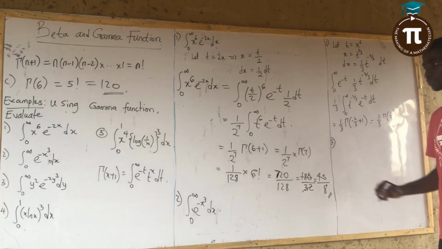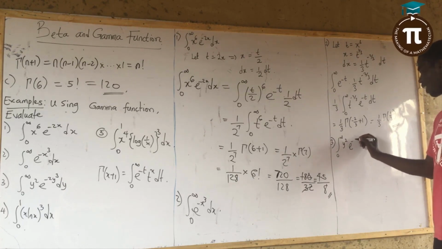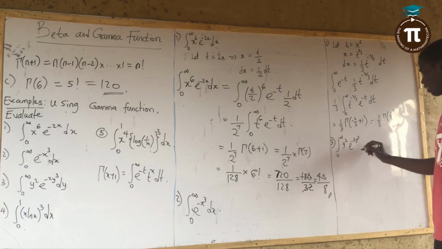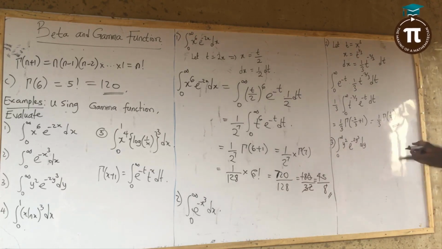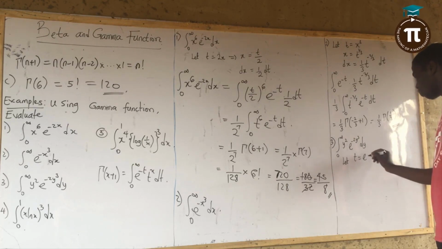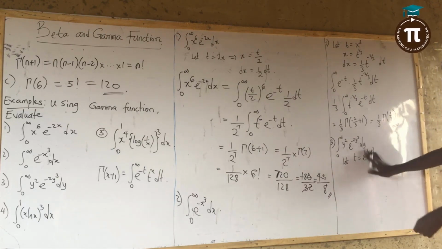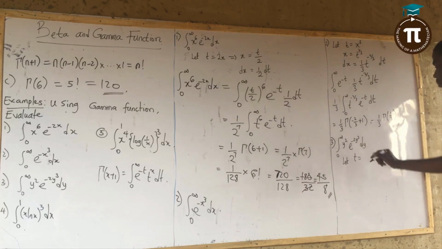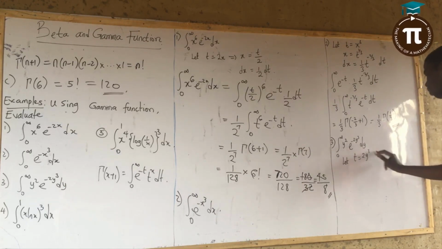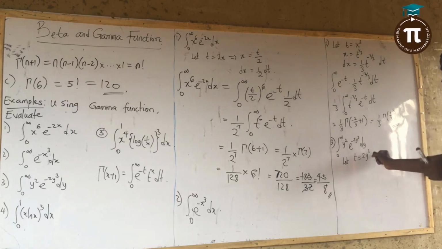Number 3: the integral from 0 to infinity of y squared e raised to power minus 2y cubed dy. Again, we let t be 2y cubed. Why? Because we want e raised to power minus t. We let it be equal to 2y cubed.